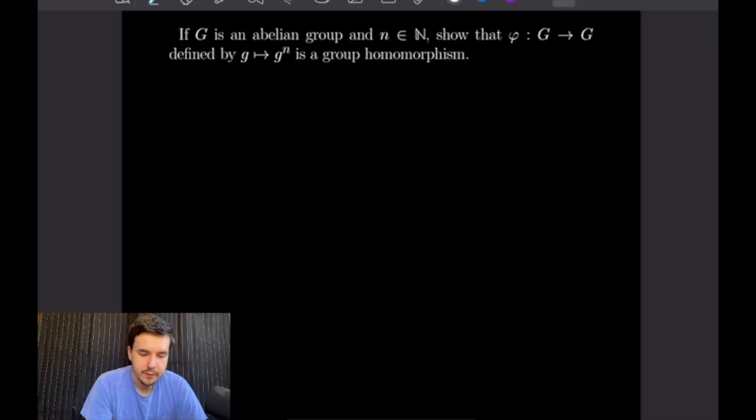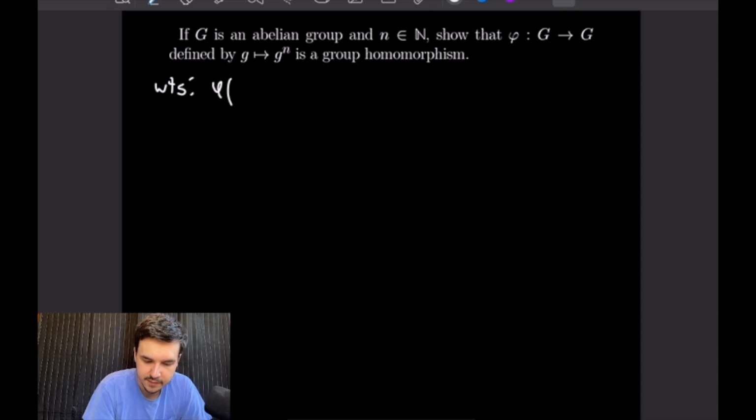So for our first example, we have the following. If G is an abelian group and we have some natural number n, we want to show that the function phi, which maps G to itself, defined by mapping g to g to the n, is a group homomorphism. So if you recall, what we want to show to prove that this is a group homomorphism is that if we apply phi to two elements, let's just say a and b, that will be equal to phi of a times phi of b.